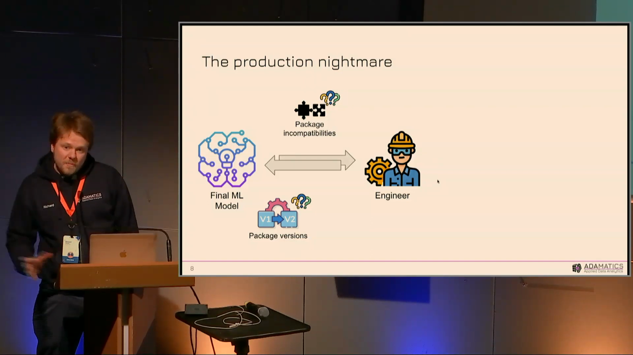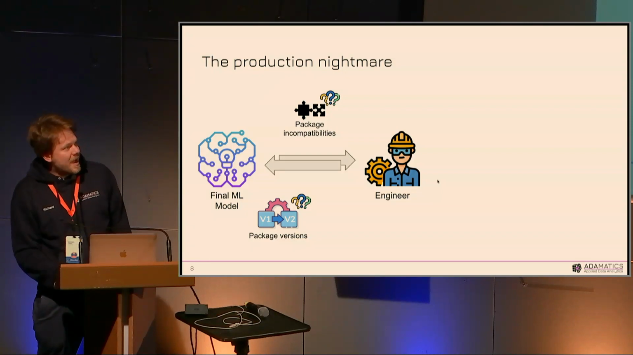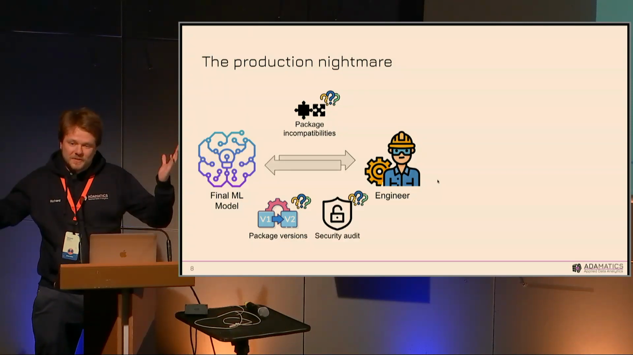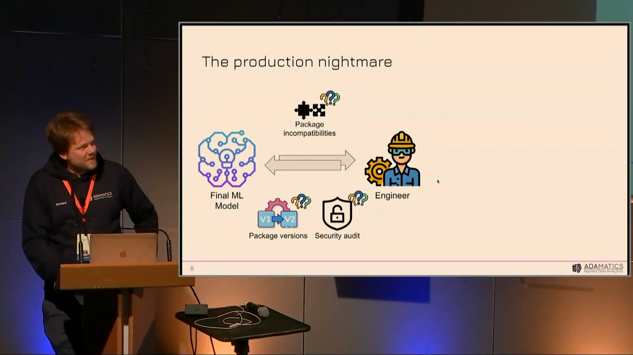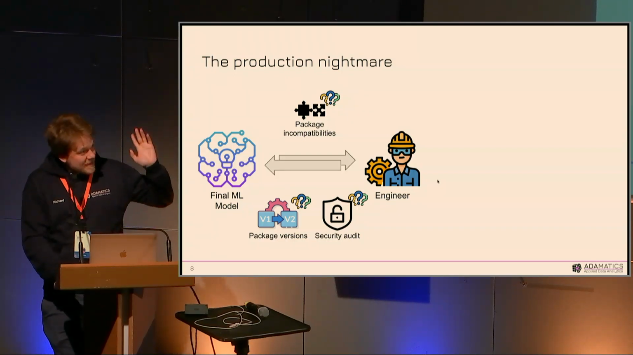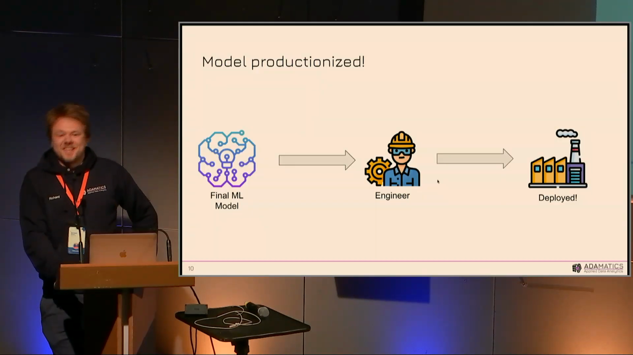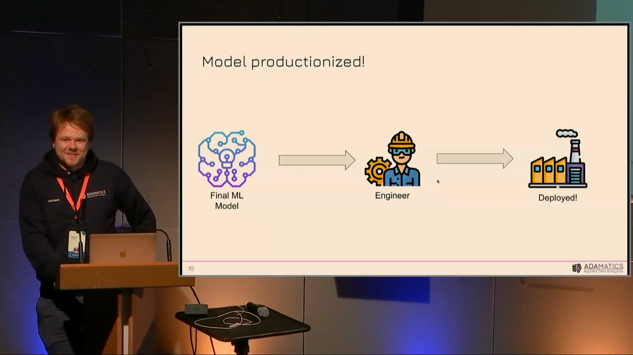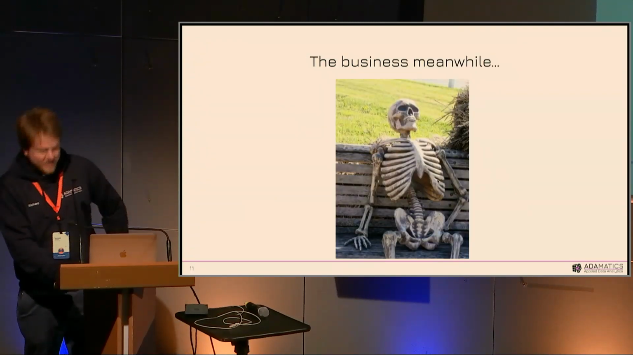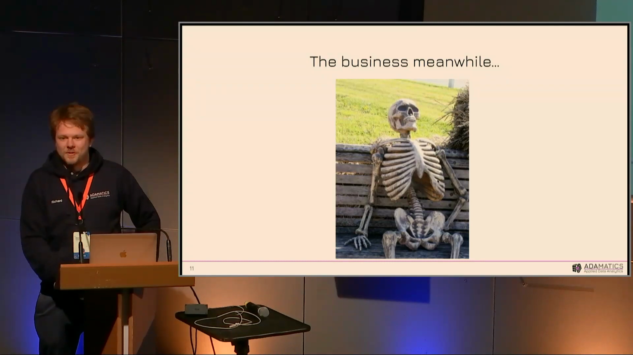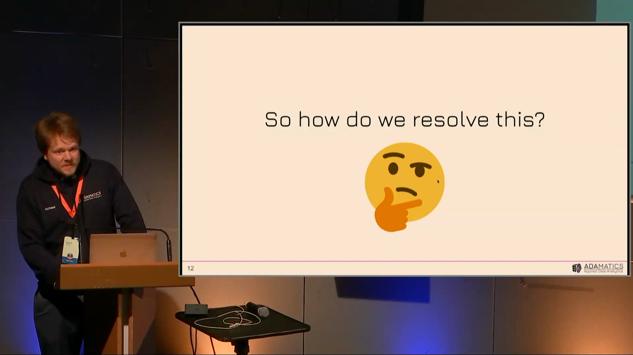So okay, you go back, you refine your packages that support the production server, and then the engineer comes back and says, okay, what about the security? Like, these packages are not secure enough. They don't go through our security services. So then, 2,000 years later, you finally get the model into production, and that's great, and you're happy. But the business, meanwhile, died, and they are not happy at all at the agility that you provided this model with. So this is a problem.